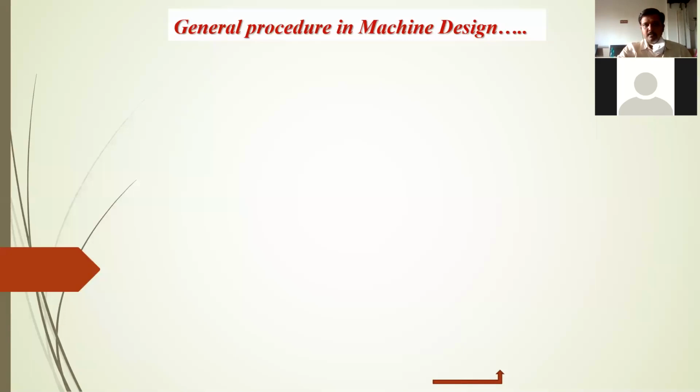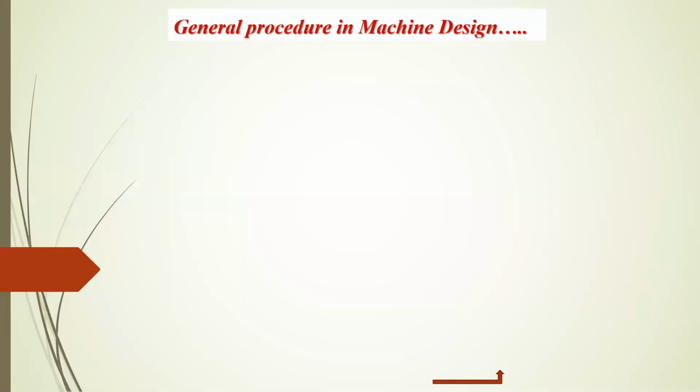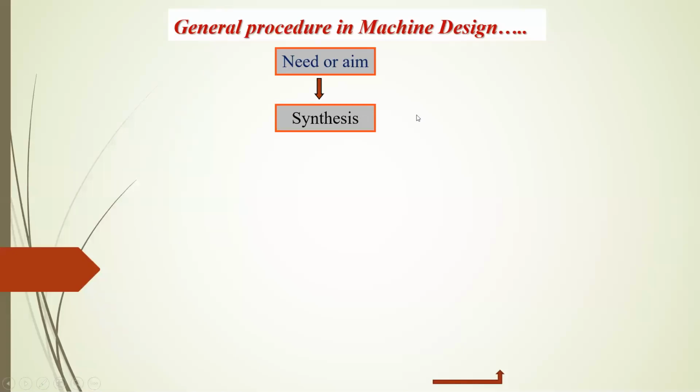Here you can see the basic design procedure. The first part is to identify the need, why the design is required, or we have to identify the need of the market first. Then second, synthesis: how that need will get satisfied. There are various ways to satisfy that need, so we have to find the optimum way to satisfy it.